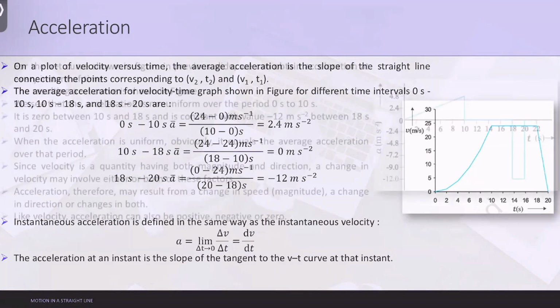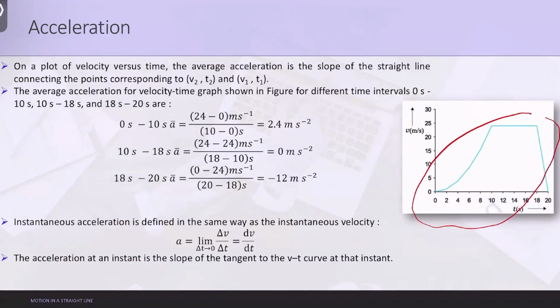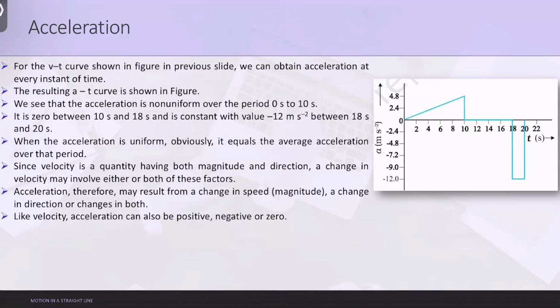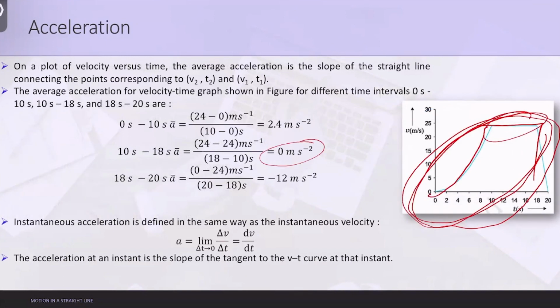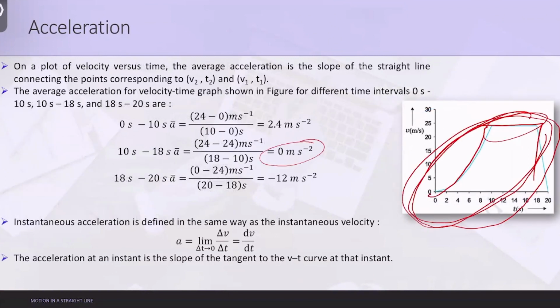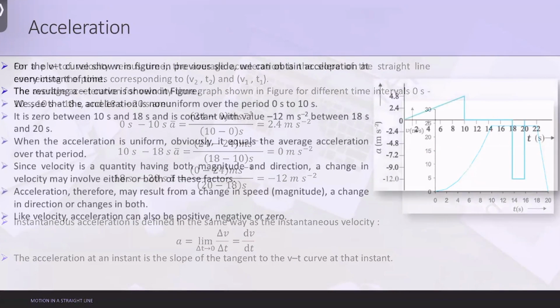Moving on. For the vt curve shown in the figure in the previous slide, we can obtain acceleration at every instant of time. What we are doing is trying to find the value of average acceleration at each of these points, and we drew a graph. Finally, we got this sort of acceleration. As we understood, the acceleration is 0 here, so we got a 0 portion here. As it was uniform velocity here, uniform velocity leads us to a constant value of acceleration.